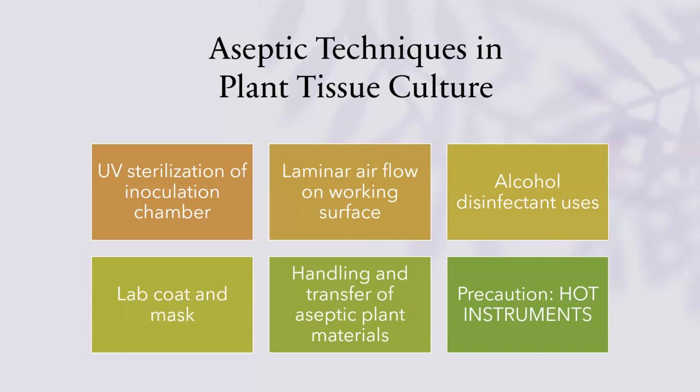Take the surface sterilized or aseptic plant material in a sterile petri dish. Flame the neck of the culture tube or flask and quickly remove the plug of glass vials before transferring the tissue onto the medium and replace the closure. Lastly, do not dip hot instruments in alcohol and do not use hot instruments for cutting or holding the plant material.